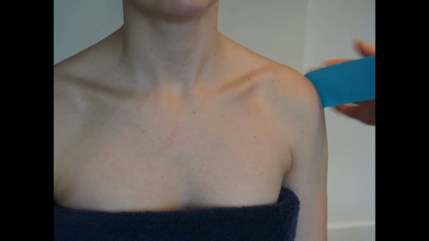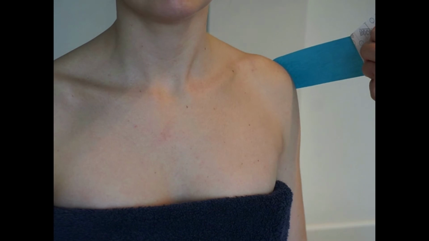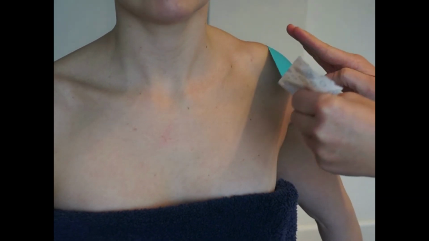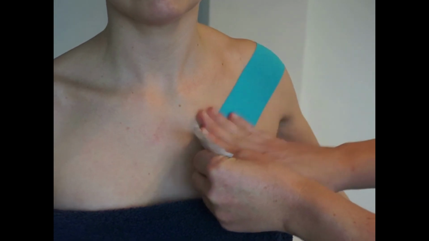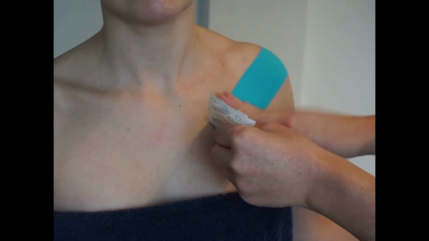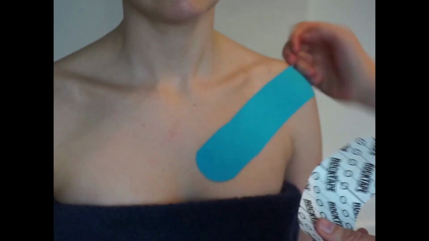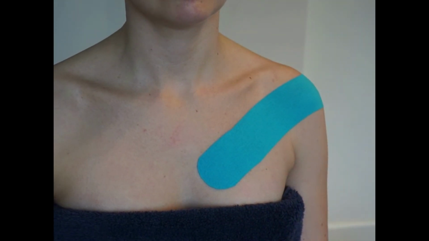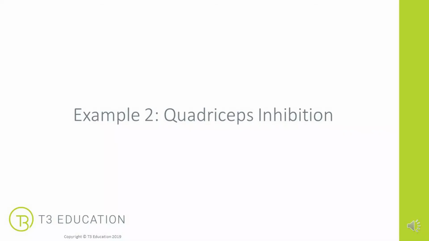Now, put a light amount of stretch on the tape and get your client to put the tissue on stretch, so bringing shoulder and arm back here. And then we rub that tape down with the light tension. Relax the arm and apply with no tension on the ends.